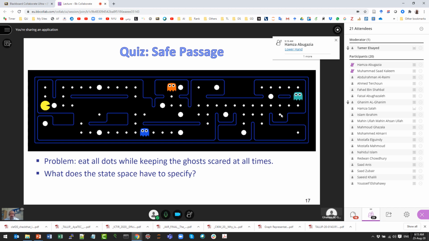We need the positions of all the dots. Okay. So just one now. You said the position of all the dots only, or whether they are eaten or not? And whether they are not eaten. Okay. So the position of all the dots, of course, and whether they are eaten or not. And you are talking about the small dots, right? Yeah. Okay. Thanks, Ghanem. So this has to be considered, of course, because we want to eat all the dots. Okay, Hamza.